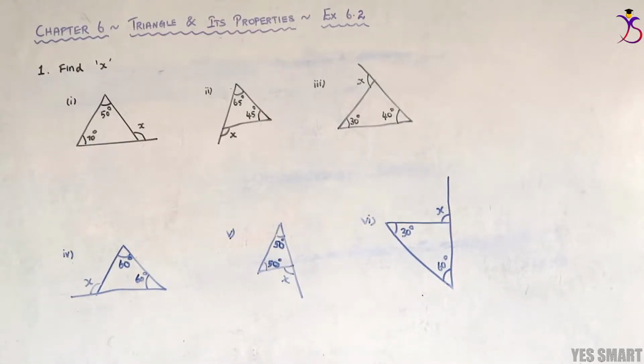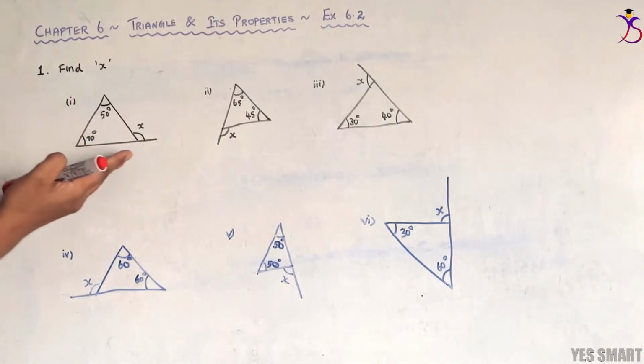Chapter 6, Triangle and its Properties, Exercise 6.2. First sum: Find x. They have given 6 subdivisions in which there is an unknown quantity called x, and we are supposed to find the value of x. So let's start with the first subdivision.